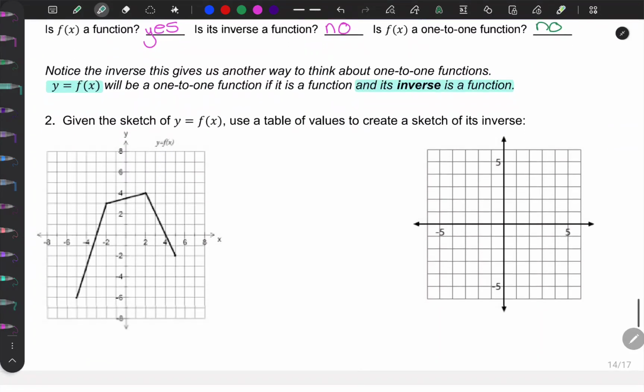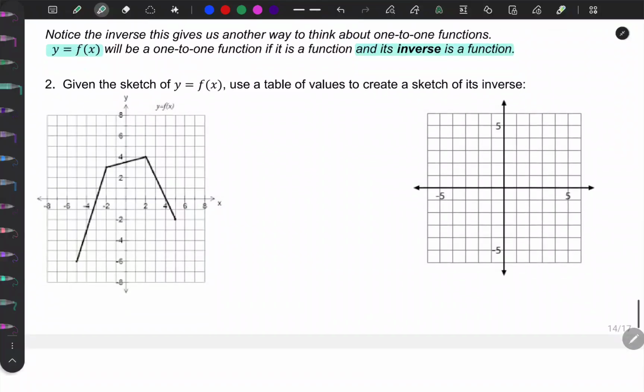Now we can also use this concept on a graph. So given the sketch of a relation, we can use a table of values to create a sketch of its inverse. Let's create a table of values for the original f of x, and we'll just pick some key points. I would go with these, and let's put these on a little table of values with x and y. So we have -5, -6, -2, 3, 2, 4, and 5, -2. So each of these is an x value that then gives us an output of a y value.